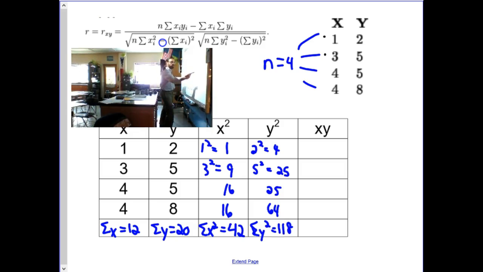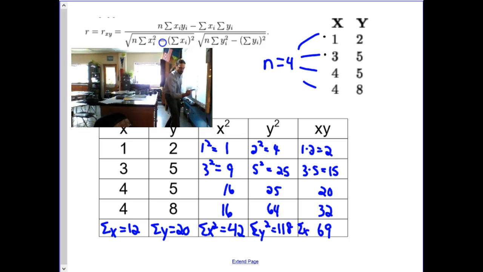Finally, multiply x times y. 1 times 2 equals 2. 3 times 5 equals 15, etc., down. 4 times 5 is 20, and 4 times 8 is 32. When I add these values up, 17, 9, 50, 60, 69. This is the sum of x times y.